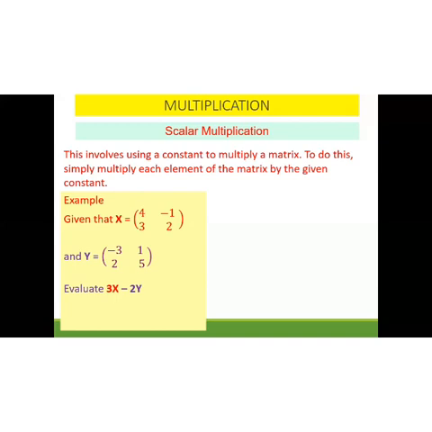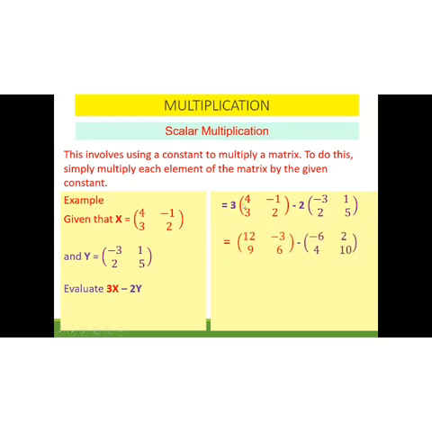First of all, let's lay out our solution. So we have 3 and you can see X placed there, minus 2 and you can see Y placed there. So 3 now multiplies each and every element in this matrix, and 2 multiplies each and every element in this matrix. So you should have something like this. 3 times 4 gives you 12, 3 times minus 1 gives you minus 3, 3 times 3 gives you 9, 3 times 2 gives you 6. We have minus here in the middle, then 2 times minus 3 gives you minus 6, 2 times 1 gives you 2, 2 times 2 gives you 4, 2 times 5 gives you 10. That's an easy one, right?